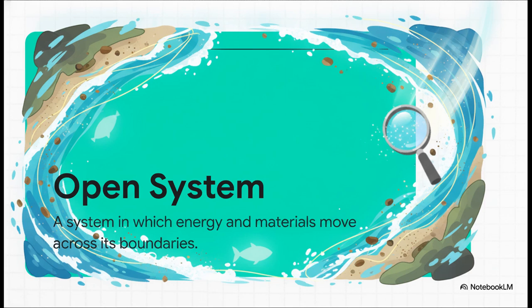And because things are constantly crossing in and out of this littoral zone, we define the coast as an open system. What does that mean? Well, it's a system where both energy and materials move right across its boundaries. It's this continuous, flowing exchange. Honestly, once you start seeing the coast as an open system, everything else just clicks into place.